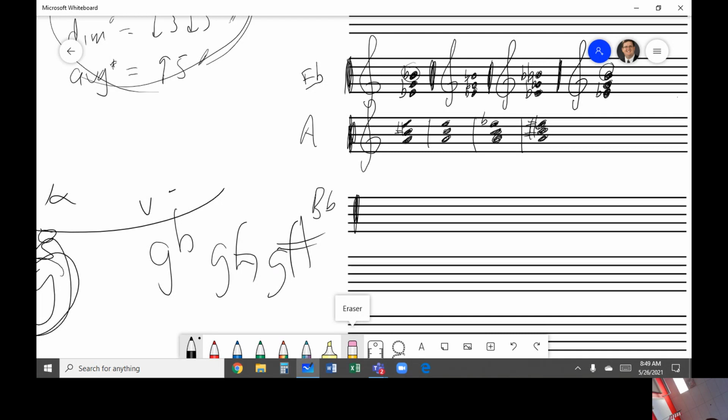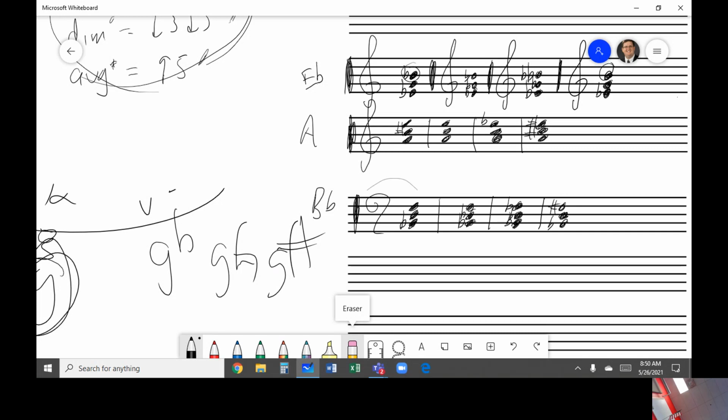Do B flat major, please. Let's do this one in bass clef. Push pause if you need to. Major. Minor. Diminished. Augmented.